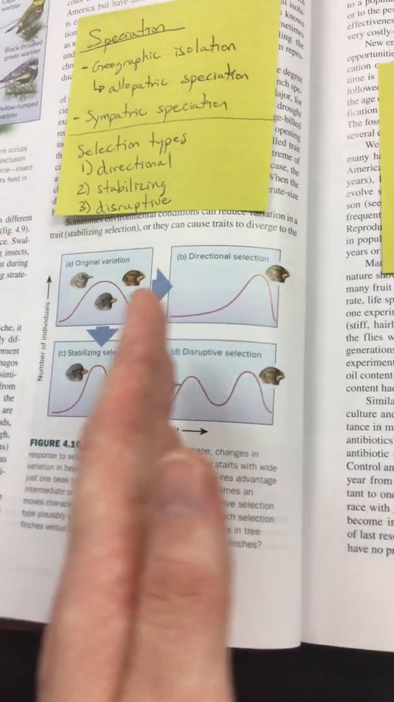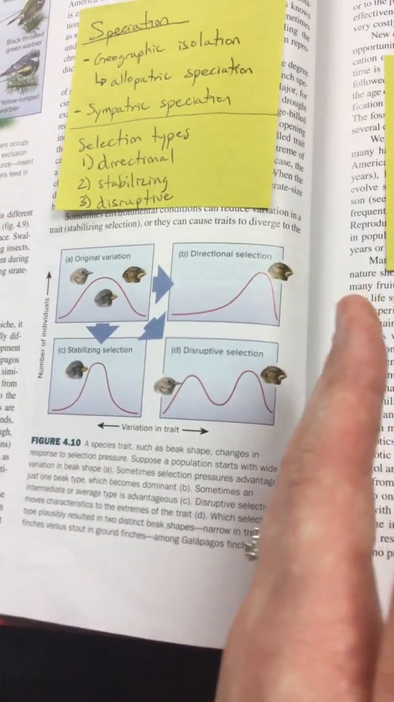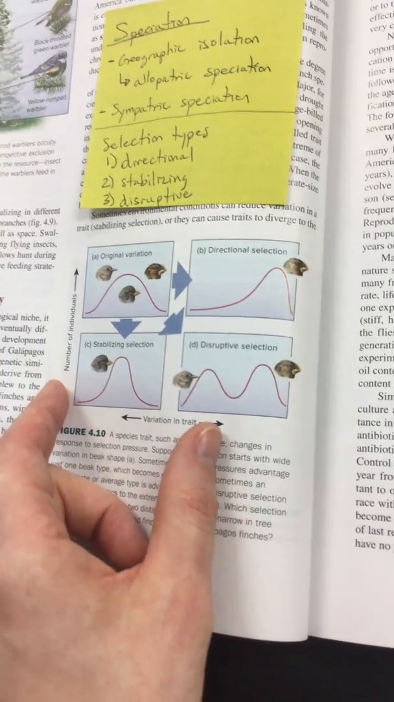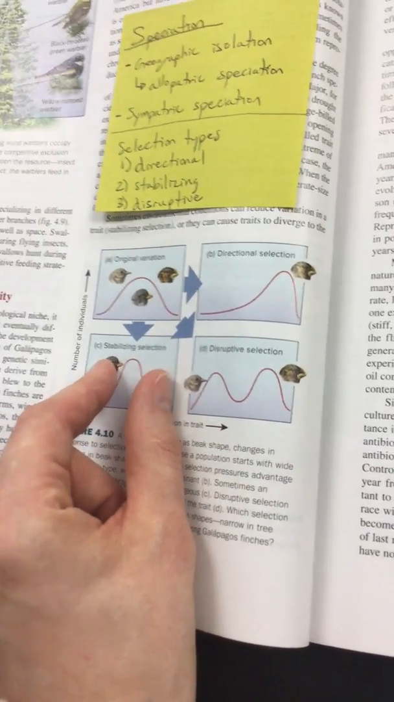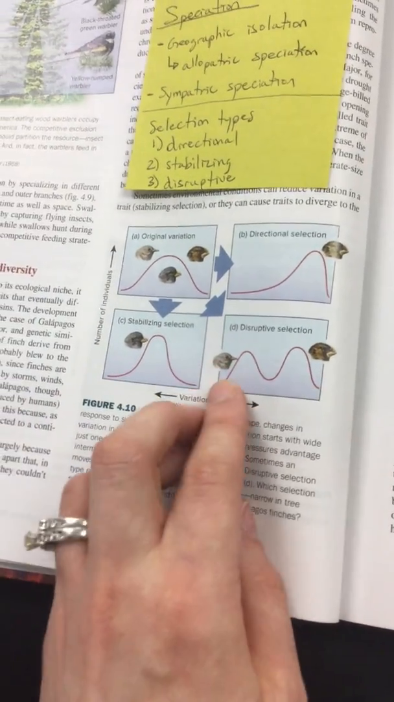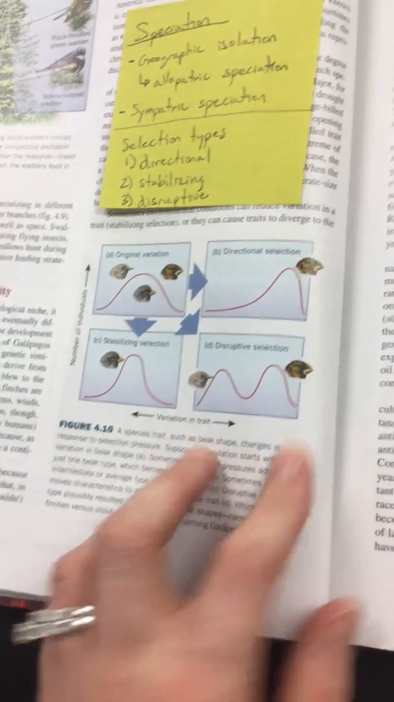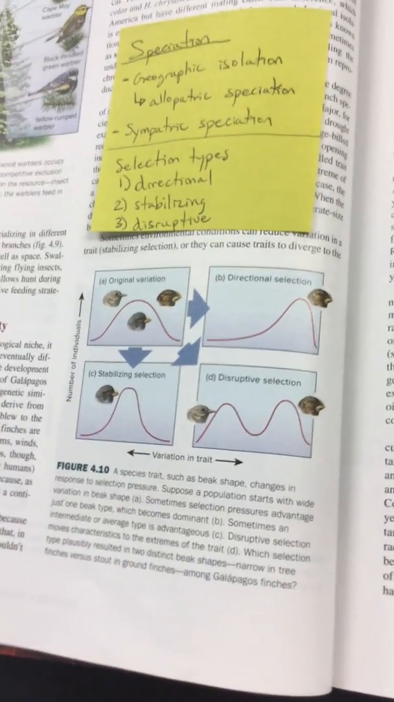So beaks can get all over longer, or all of them can get shorter. They can become more middle of the road, or you could split so that you have a group that are smaller beaks and larger beaks. It just depends on what trait you're talking about.